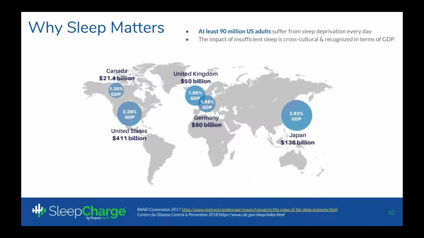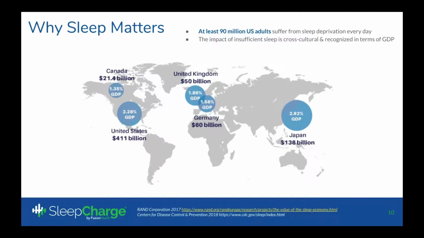This has also been done for a number of other countries across the globe, but it's a very common, unfortunate fact that as you become more developed and westernized, if you will, and things like light pervade the night, and so do our 24/7 schedules, it really impacts health. And it impacts at least 90 million US adults on a daily basis.